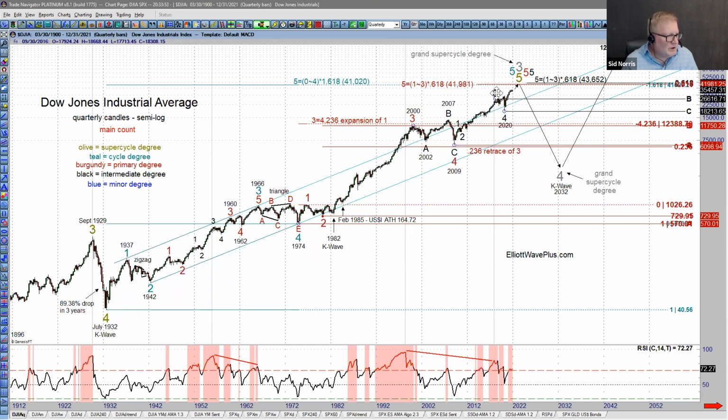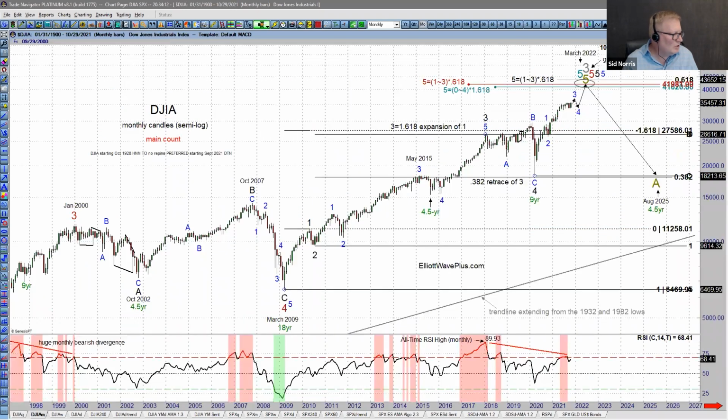By the way, I think it's very likely that we see the upper range of this target zone, because when you get into the Fibonacci's of the nearer term waves, they set new Fibonacci's, and a lot of times because of all the money printing and whatever, they're a little higher. And so 43,652 I think is the very best target for a long-term top on the Dow Jones Industrial Average.